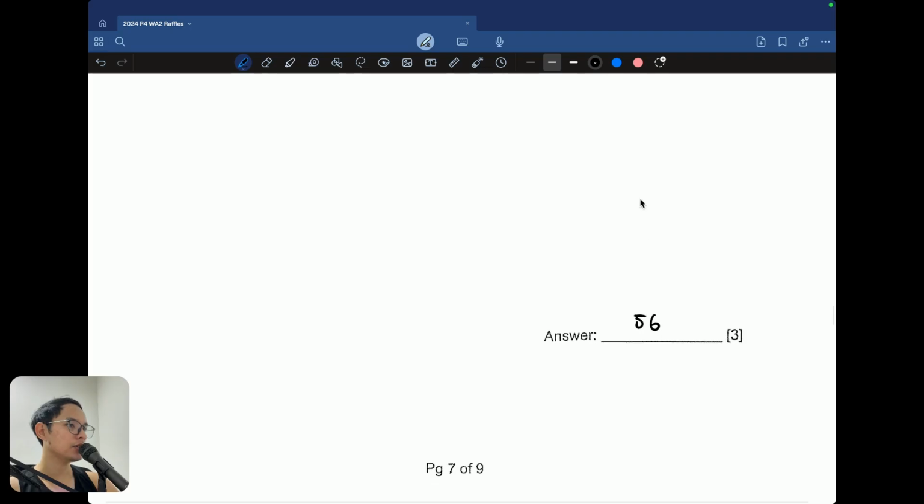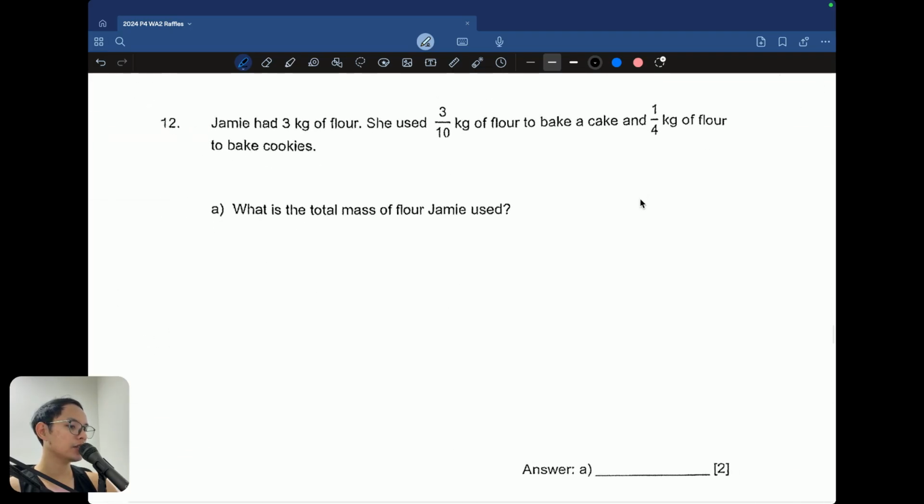Okay, let's move on to the next question. Question 12. Jamie had 3 kg of flour. She used 3/10 of the kg of flour to bake a cake and 1/4 of the flour to bake cookies. What is the total mass of flour Jamie used? So basically, what did Jamie use over here? 3/10 plus 1/4. That's it.